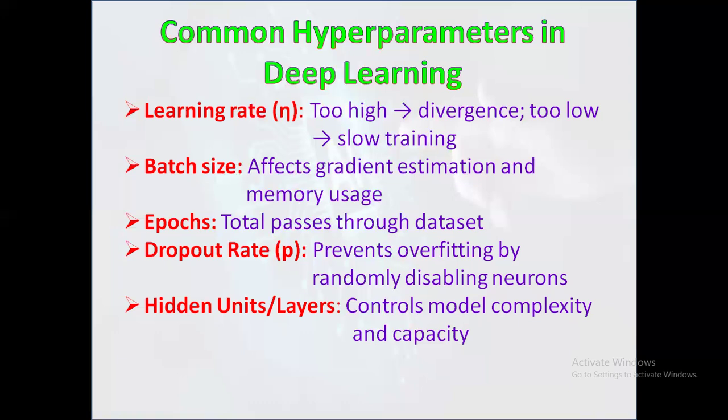Next, dropout rate. Dropout disables a fraction, that is P, of neurons during training. This forces the model to rely on multiple pathways and avoid overfitting to particular patterns. Hidden units and layers control the model's complexity and capacity. More hidden units and layers increase model capacity to learn complex patterns. However, it also makes the model prone to overfitting and more difficult to train.